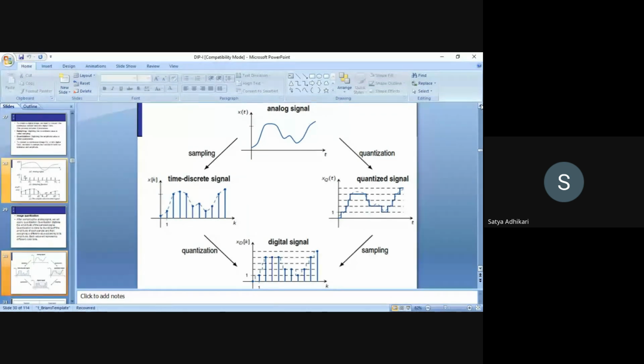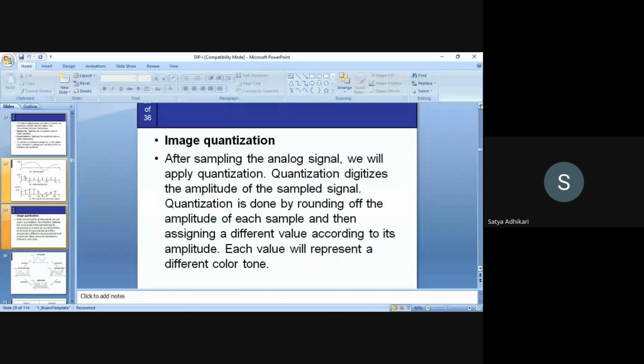And in another way, if we first do quantization, we get the colors, and then sampling, you get the location. But the basic way is first sampling and then quantization. So as we discussed, the basic is first sampling. After sampling the analog signal, we get the location. Once we get the location, then we need its gray level value. That can be done using the quantization method.